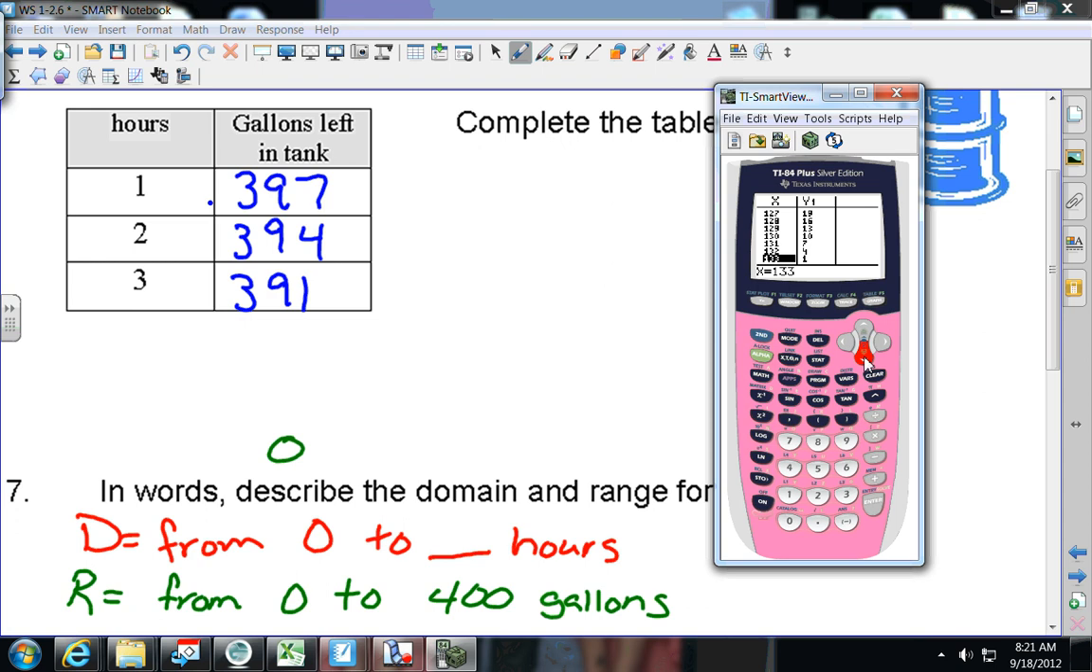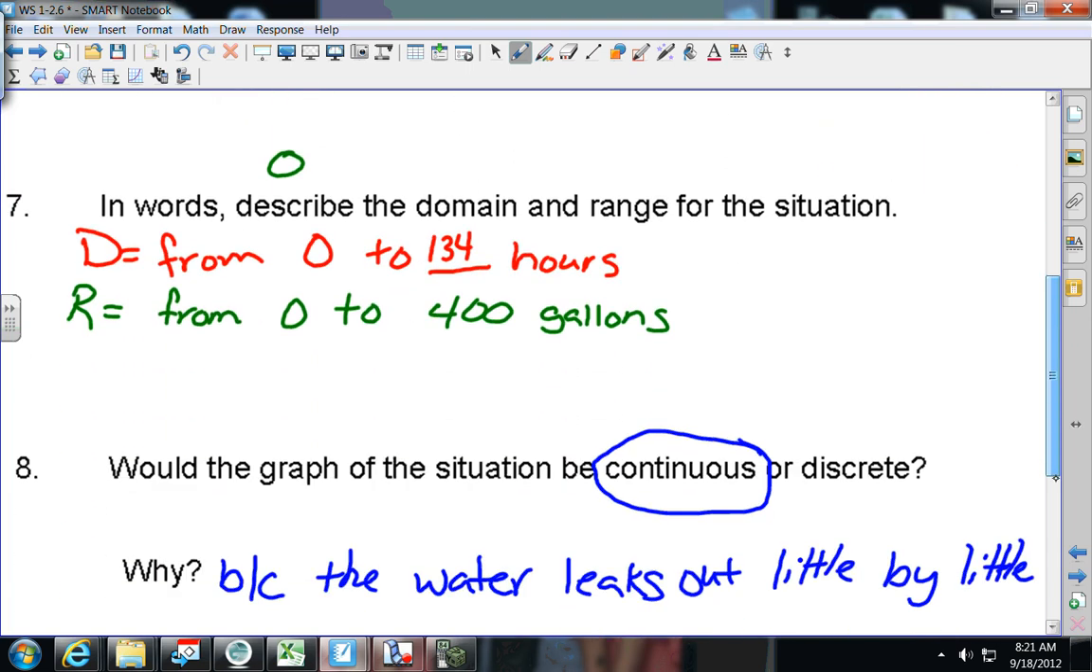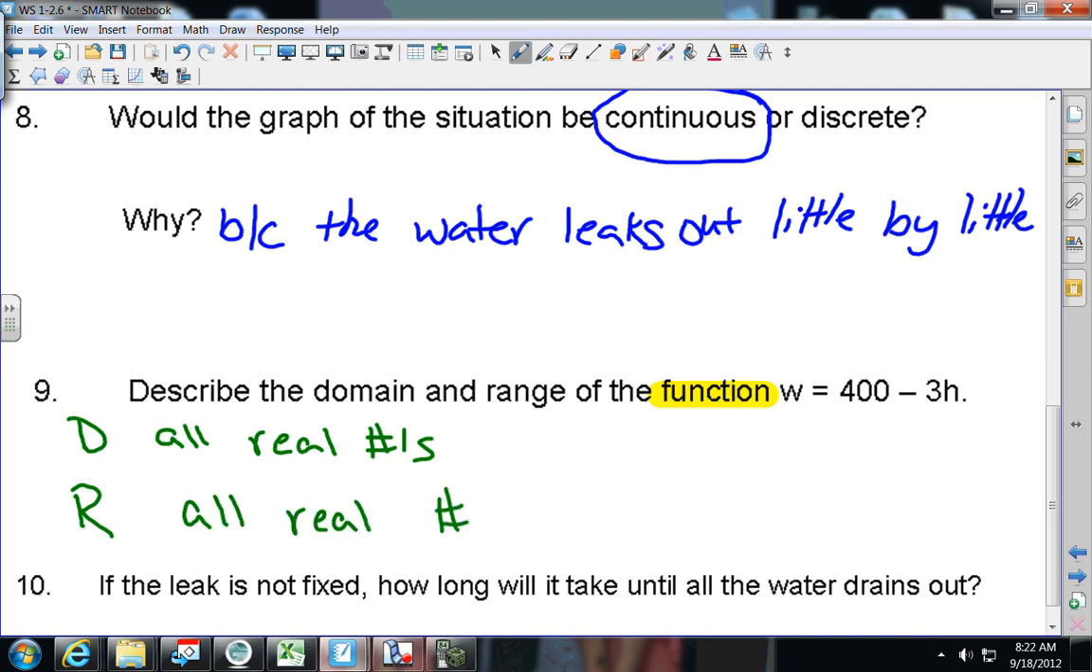At 133 hours, we're at 1 gallon. And then we go to negative. So for the domain, basically we'll go with 134 hours. Okay. Now, what is the domain and range of the function? Remember, the function is what the calculator says. The function gives us all numbers. So the domain is all real numbers, and the range is all real numbers.